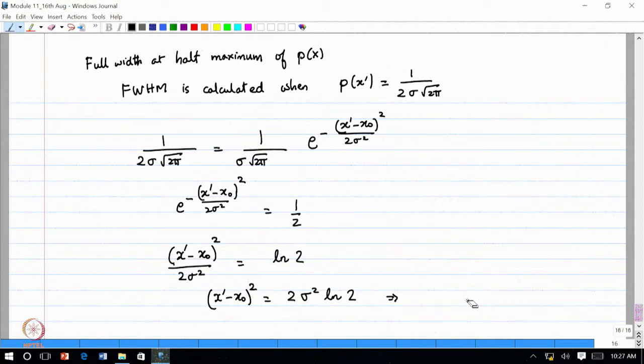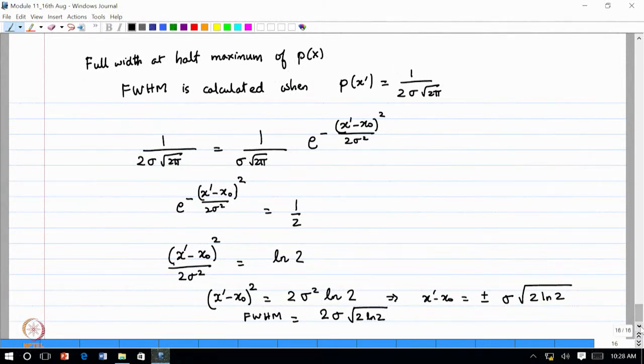We can just look at the width. So there are two possible values: x prime minus x 0 equal to plus or minus sigma root 2 ln 2. So that implies that the full width at half maximum will be twice this separation. So I can just write it as 2 sigma square root of 2 ln 2.